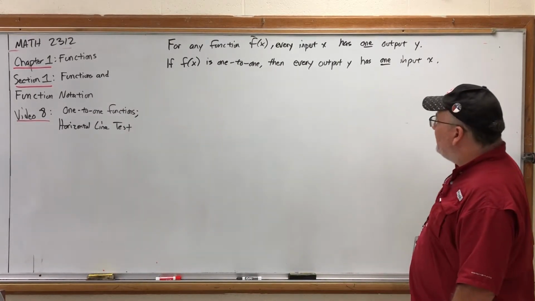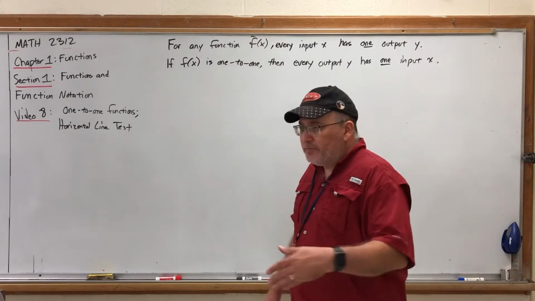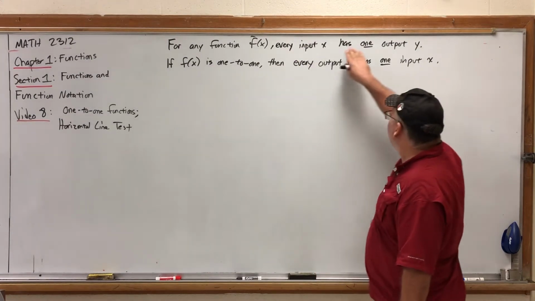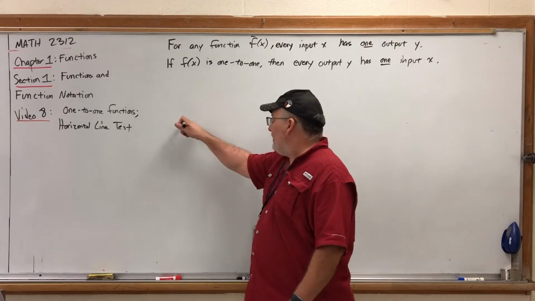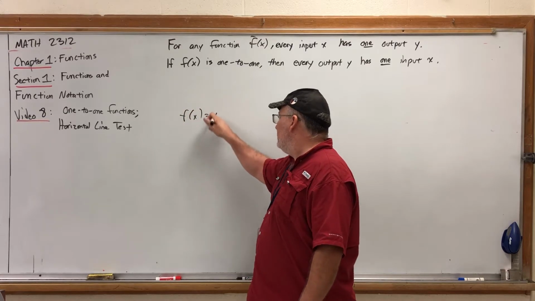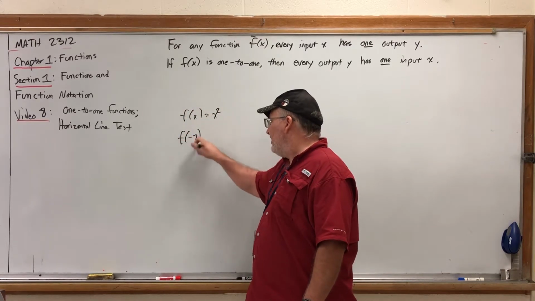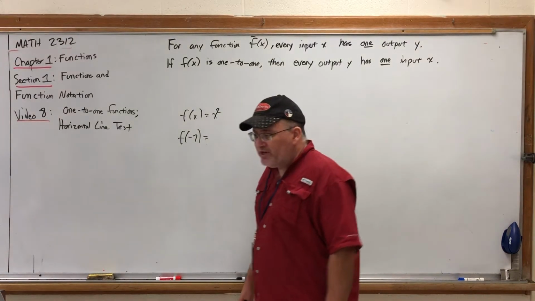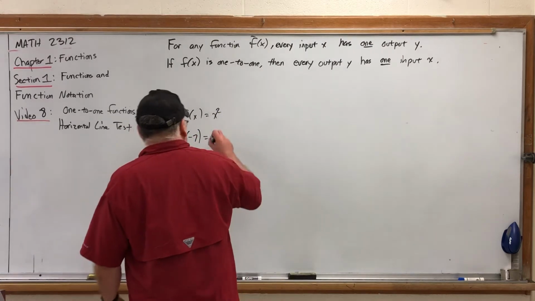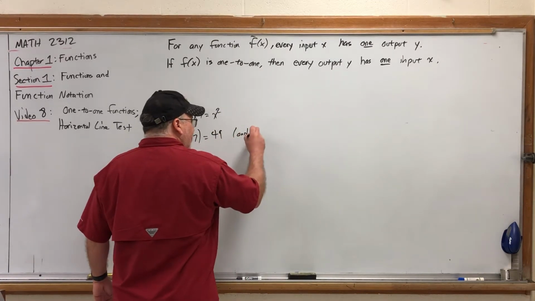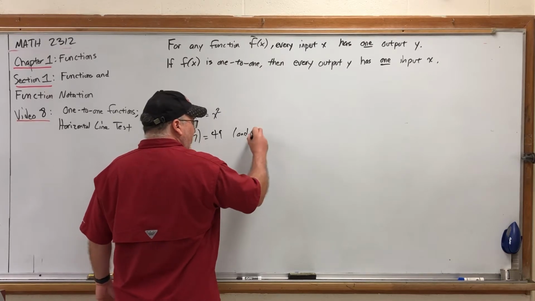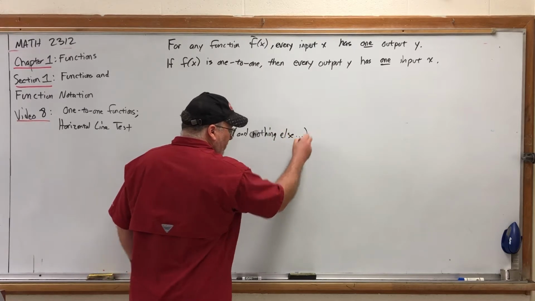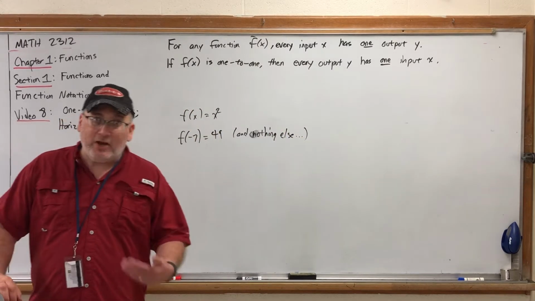When we first defined a function, we defined it in the sense that every input has one and only one output. For any function f of x, every input x has one output y. For example, if I said f of x equals x squared, and I gave you any input like -7, there's only going to be one output. In other words, f of -7 is unique. In this case, if you squared -7, you would get 49 and nothing else. You can't say it's going to be 49, but at the same time it's going to be 8. That's what it means to be a function. Every input produces one and only one output.